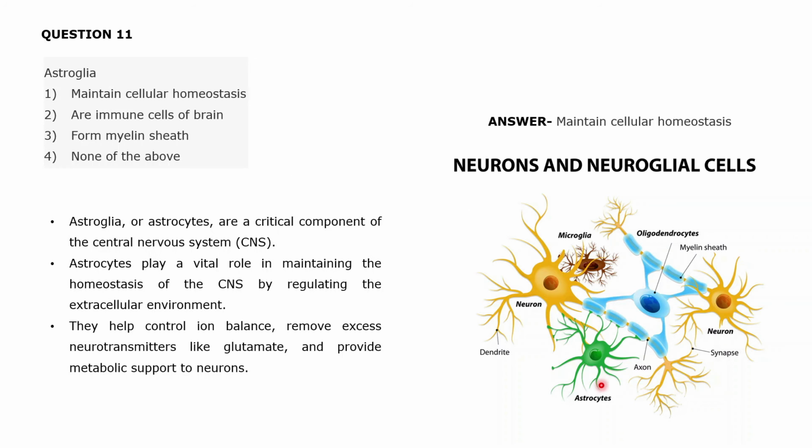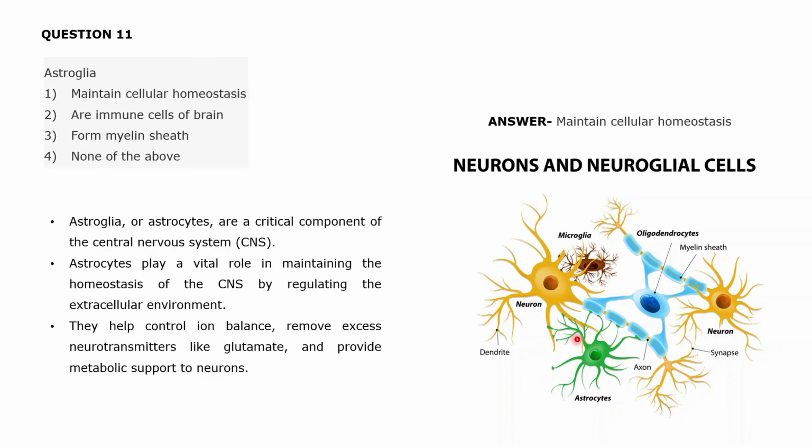In the case of astrocytes, you can see these green colored cells. They do not form myelin sheath, but they help in supporting the formation of myelin sheath, which is carried out by oligodendrocytes.